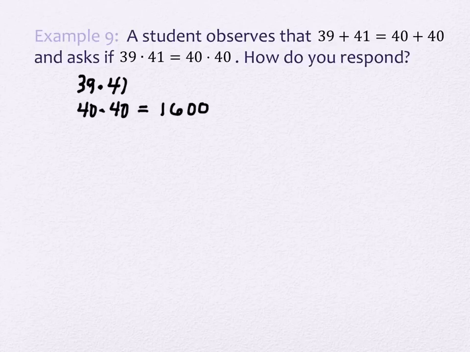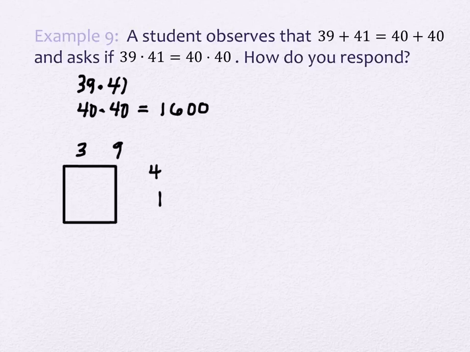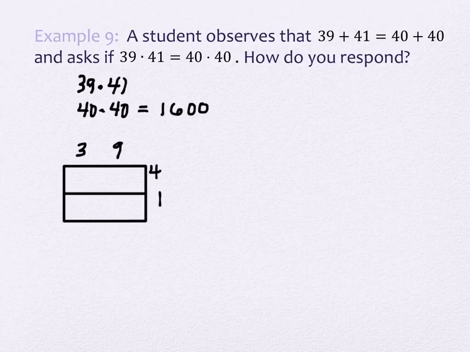The 39 times 41, let's try that one with lattice. I haven't done one of those on this video. So we're going to do 3, 9, 4, and 1. And we're going to draw the lattice. Okay, so if you remember, the way lattice works is we make the grid just like I did on the partial products. And the part that's different is that I split each of my boxes into 2 pieces. And then I'm going to do my multiplication. So 3 times 4 is 12. 9 times 4 is 36. 3 times 1 is 3, and 9 times 1 is 9.